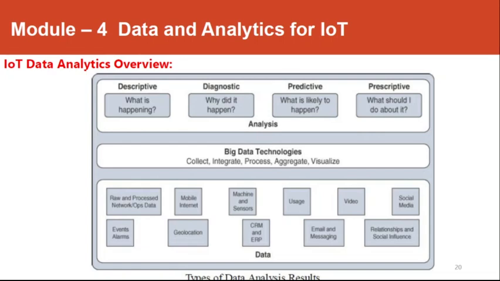In the diagram, we can see the four types of data analysis results. The first one is descriptive, which means what is happening. It gives an insight into what is happening. Diagnostic: why did it happen? Predictive: we think about what is likely to happen. We are going to predict the future from the data generated.